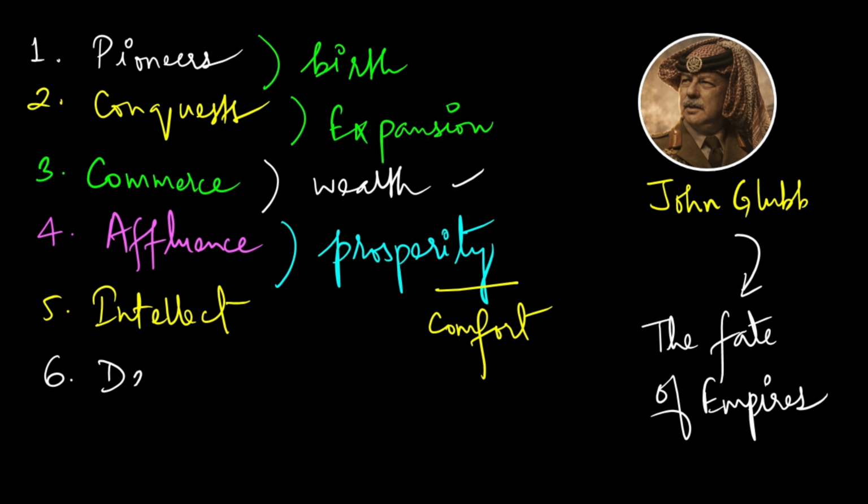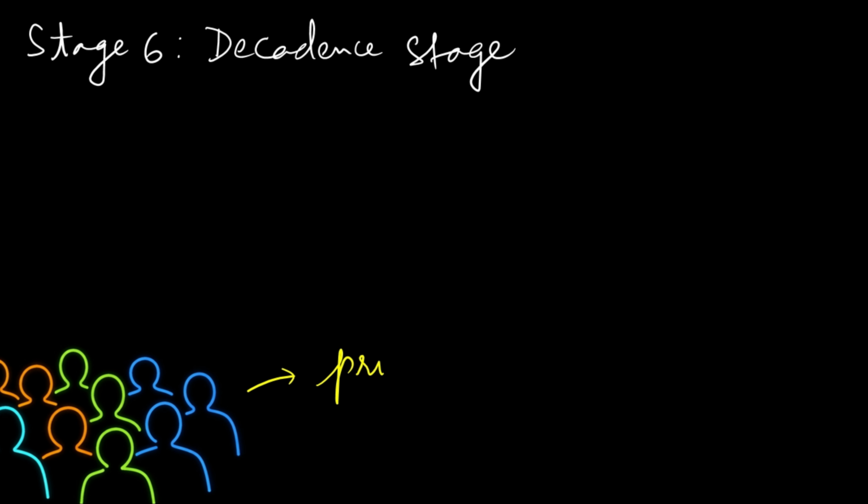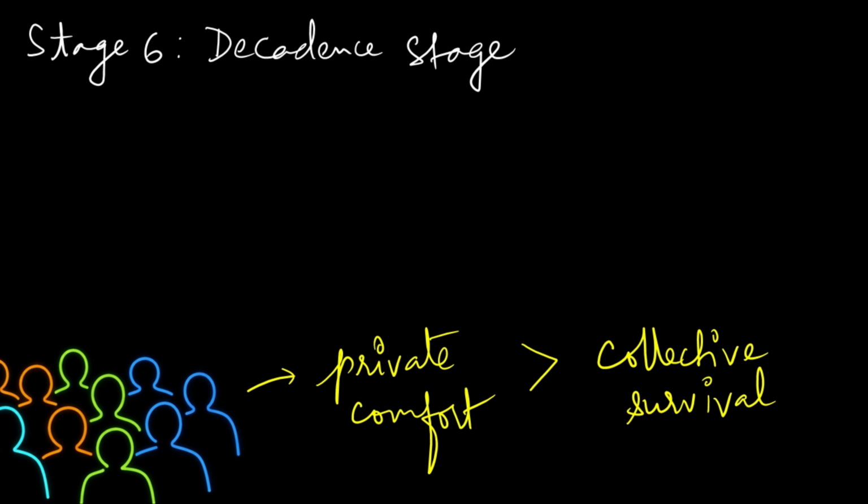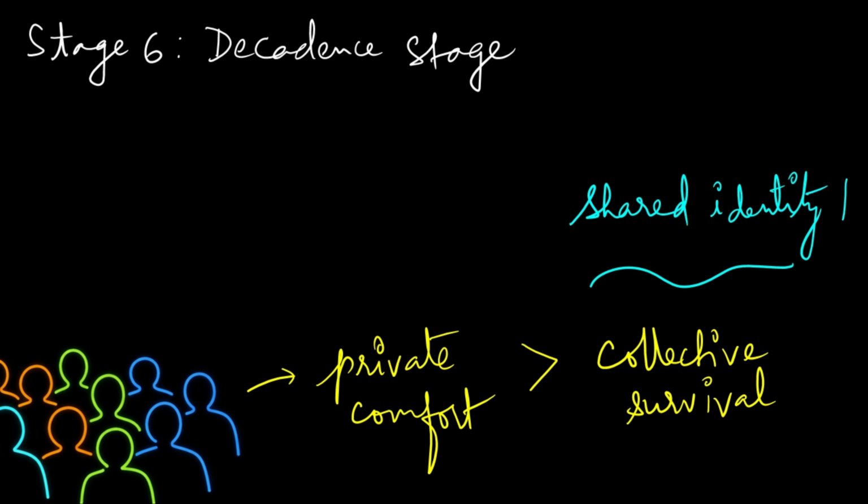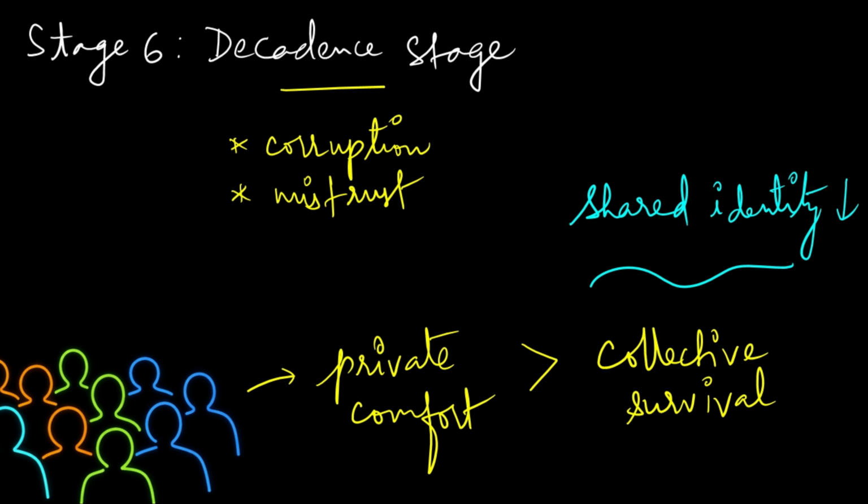After this comes the sixth and final stage, the stage of decadence. At this point, the empire has become internally weak. People begin prioritizing their private comfort instead of collective survival. Civic responsibility is gradually forgotten. People become obsessed with luxury, comfort, and entertainment. Polarization within the society increases enormously, and shared identity takes a backseat. Corruption reaches extreme levels. Trust begins to decline. The characteristics of the decadence stage are selfishness, love of money, and loss of duty.